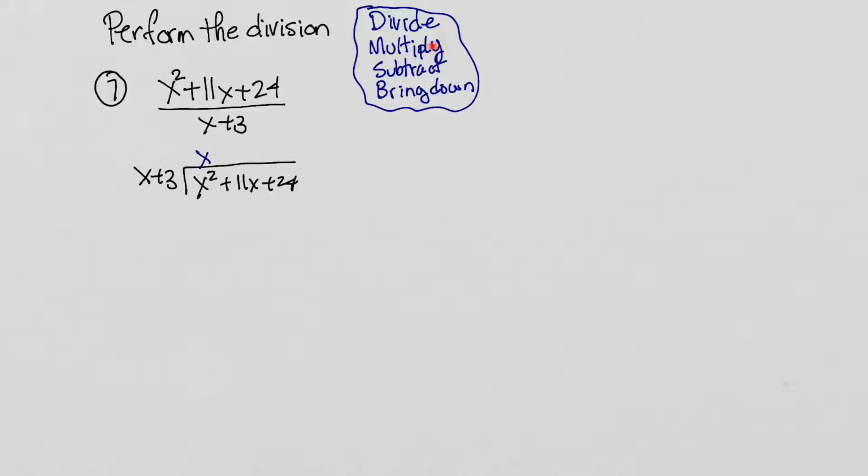Now the process says to multiply. So now we're going to multiply this x by every one of these terms. So just multiply it through. We'll get x times x is x squared, and then x times positive 3 is plus 3x. Now we've done the divide and the multiply.